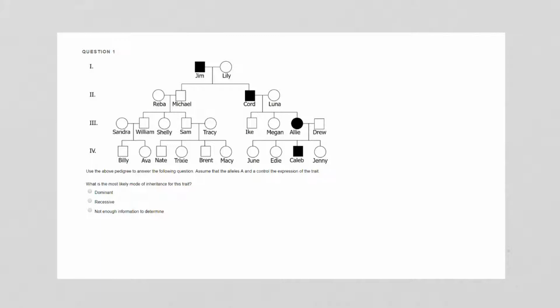Just the opposite for any individuals that do have it, such as Caleb here, at least one parent does have it. And then Allie has a parent, Cord, that has it, and Cord has a parent, Jim, that has it. So the most likely mode here is going to be dominant.